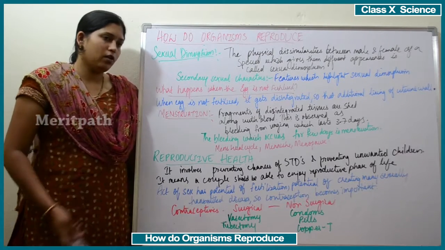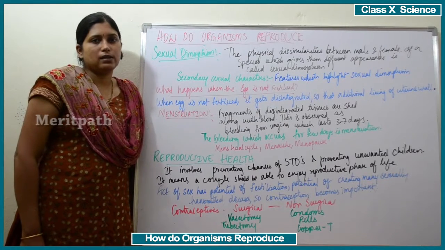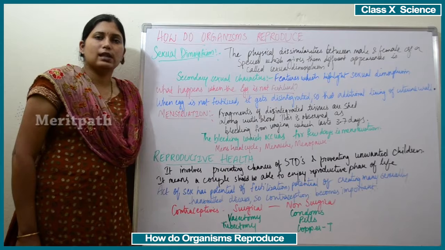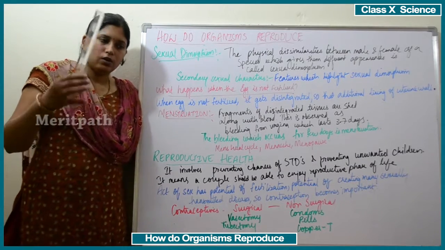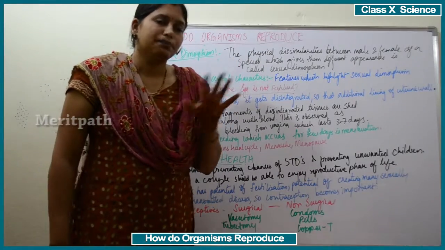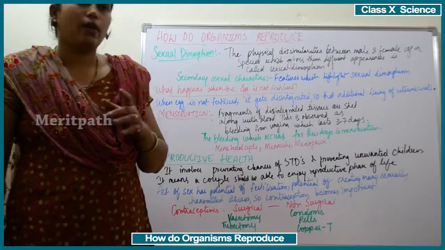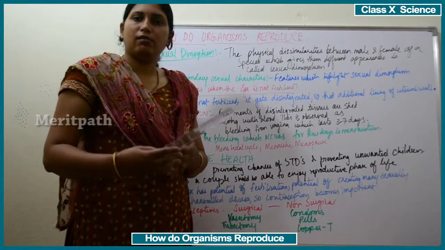Next, there is something called reproductive health. Since you have understood how organisms reproduce, what comes under the reproductive system and the process of reproduction, now you should understand what reproductive health is. You know that in the body there is always growth. Growth is different up to 12 years of age.